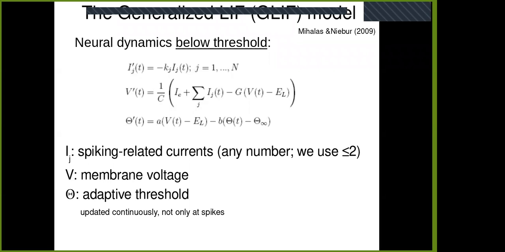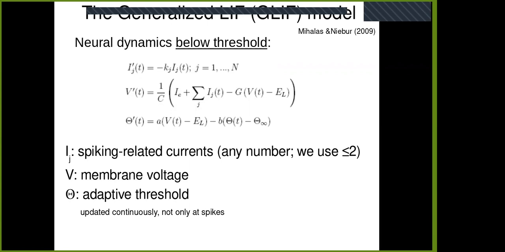Okay. G is just the leakage conductance, but sometimes you define this. Oh yes, I guess it's also. Yeah, you're right. Okay.